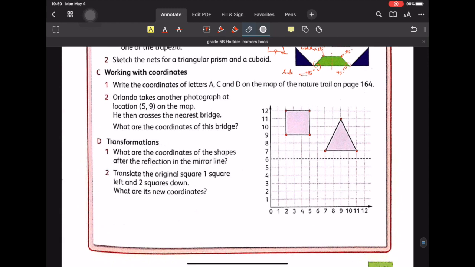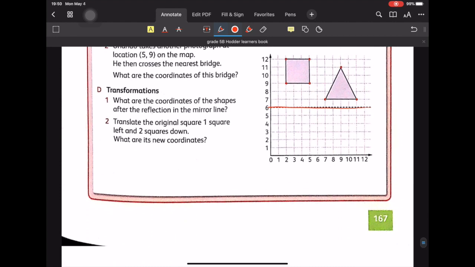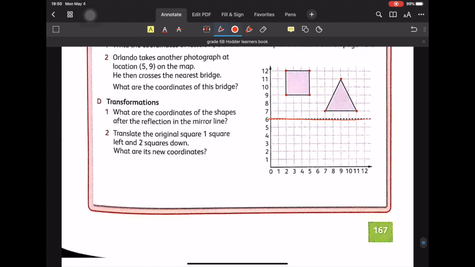D. Transformation. What are the coordinates of these shapes after the reflection in the mirror line? Fine, pretty much easy. This is our mirror line. Let's reflect them. So I'm starting from here. So let's say 1 and then 1. So this corner is 1, 2, 3, 4 away from this one. So let's do the same thing. 1, 2, 3, 4. This is another way of finding the corner, so I found it already.